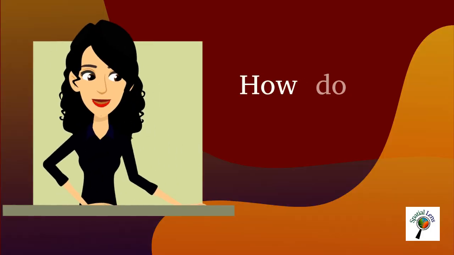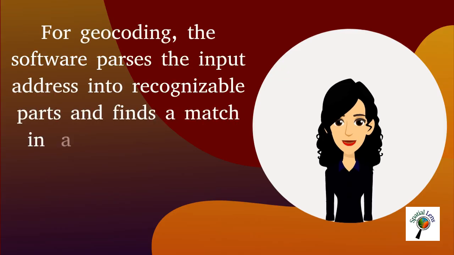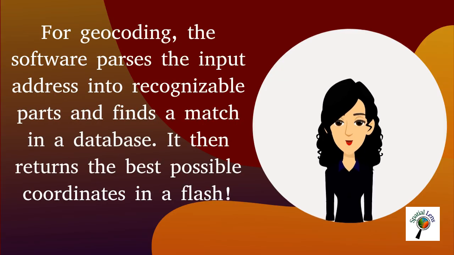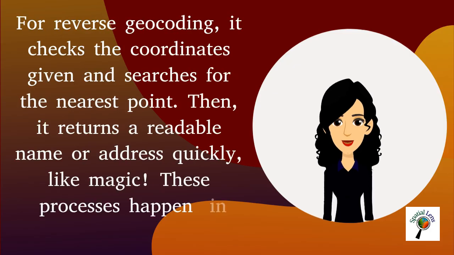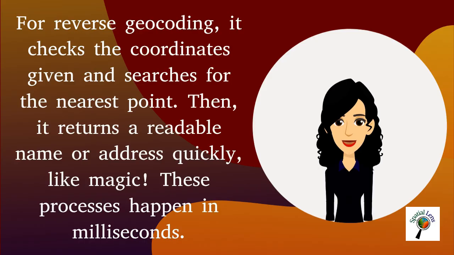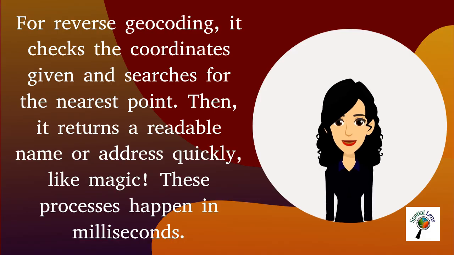How do these processes actually work? For geocoding, the software parses the input address into recognizable parts and finds a match in a database. It then returns the best possible coordinates in a flash. For reverse geocoding, it checks the coordinates given and searches for the nearest point. Then it returns a readable name or address quickly, like magic. These processes happen in milliseconds.